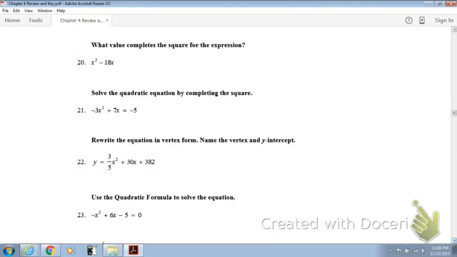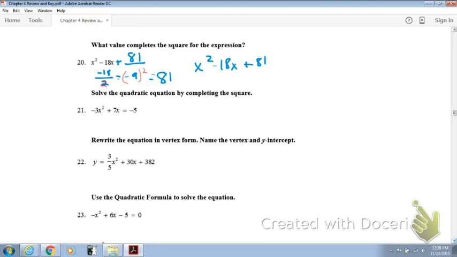Number 20, we want to complete the square. So it's just really asking what are we adding to this to make it a perfect square trinomial. You take your negative 18, divide it by 2, that's negative 9. Then you take that negative 9 and square it and get 81. So 81 will complete the square, so that I get x squared minus 18x plus 81.